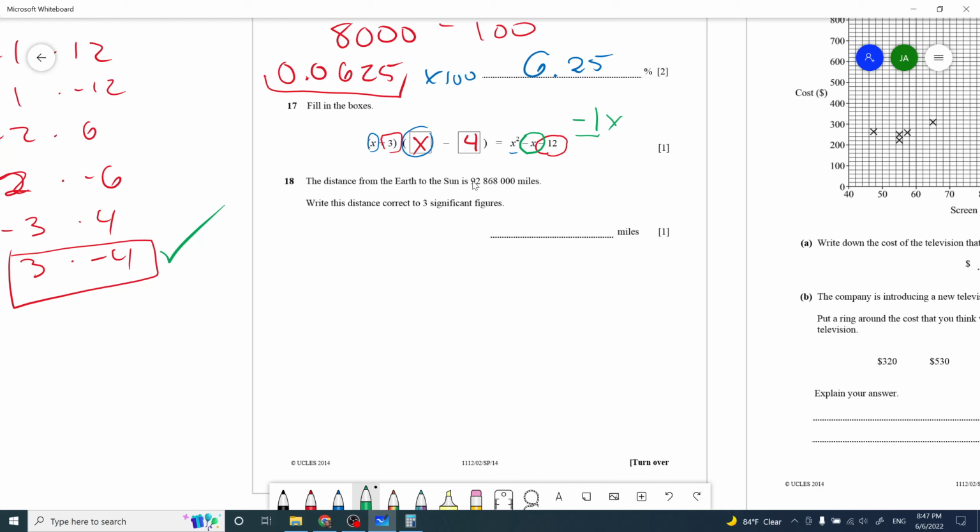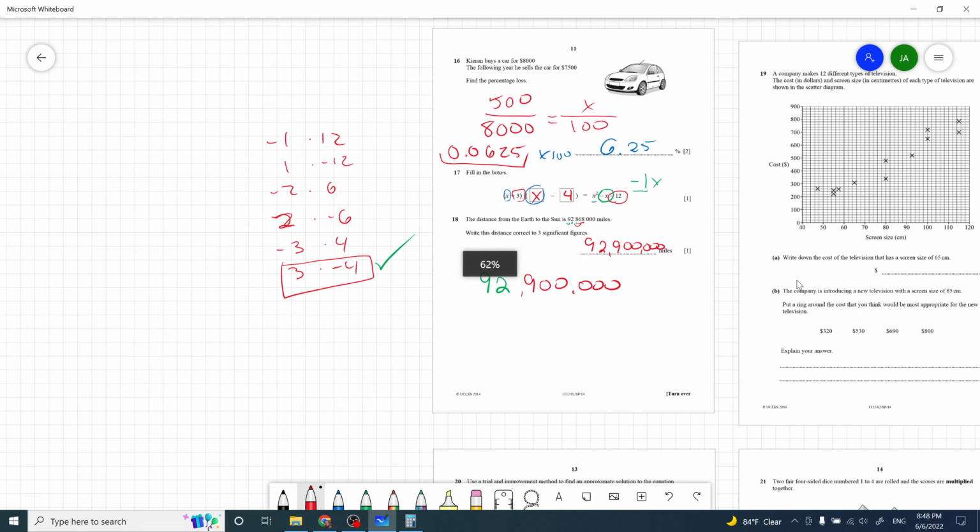So here it's essentially talking about we have something in this place value, something here, and something here. So we have 9, 2, but what comes after 8 is going to depend on what comes after that, which is 6. 6 is 5 or larger, so we're actually going to round up to 9, and the rest will just be zeros. So we'd have 92,900,000 miles here. We're done. Let's move on.